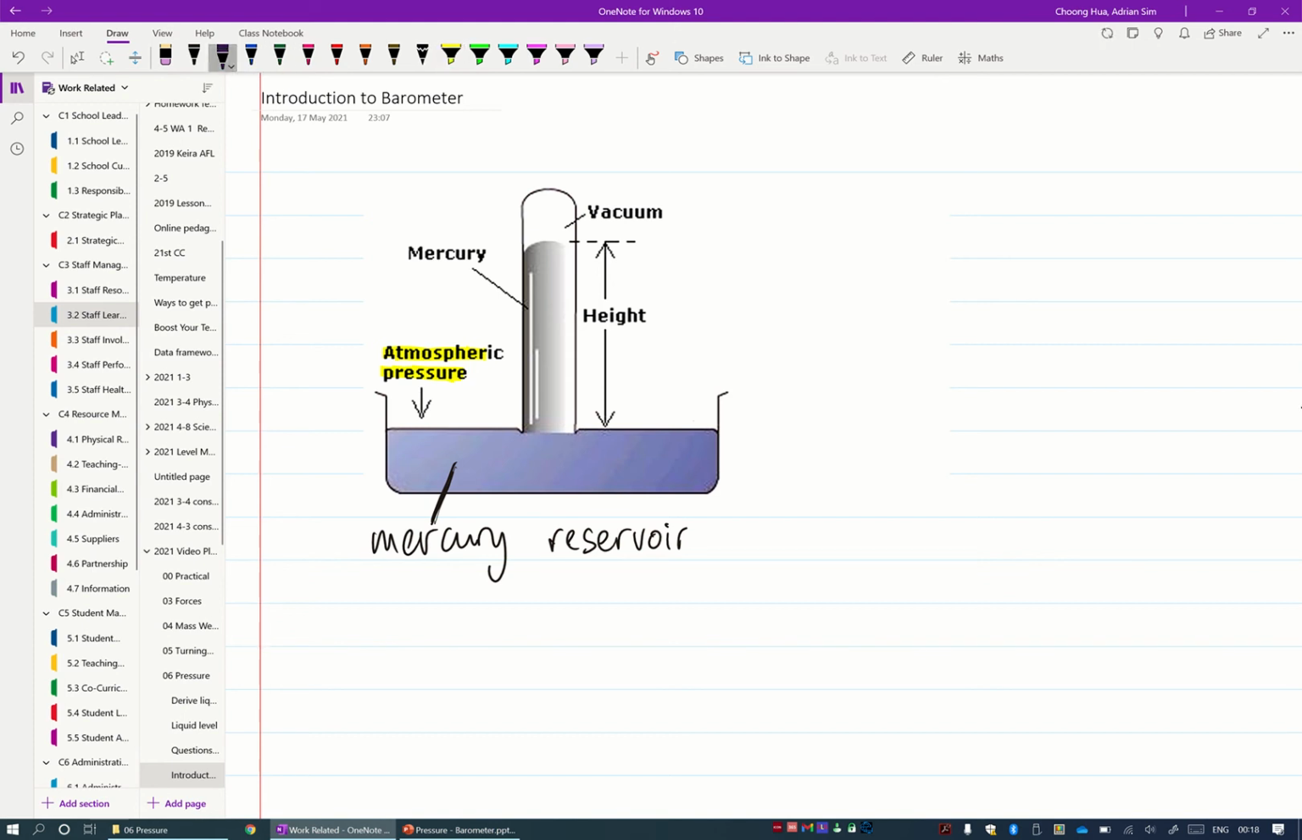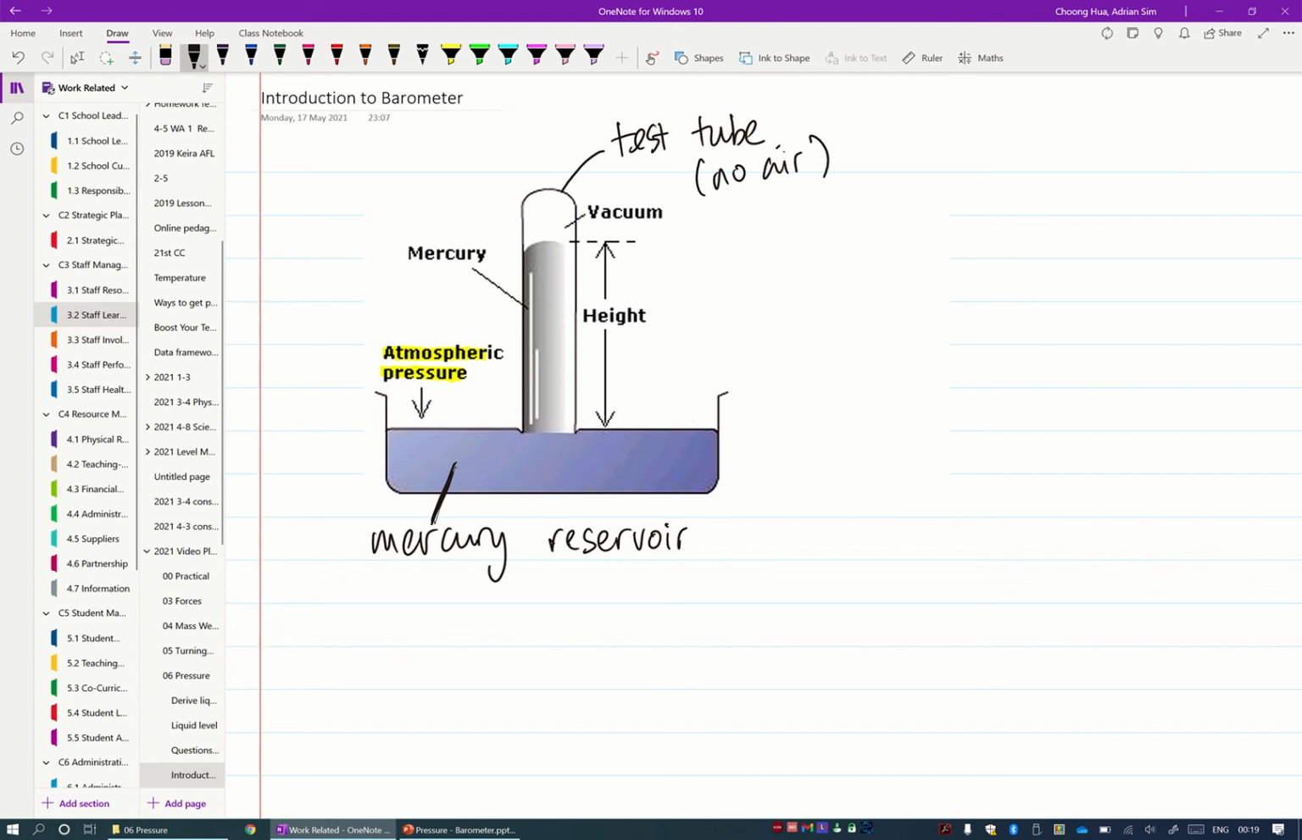Note that we have a relatively long test tube inverted into the mercury reservoir, and also note there's no air in there. There's no air inside the test tube. It's inverted inside the mercury reservoir.